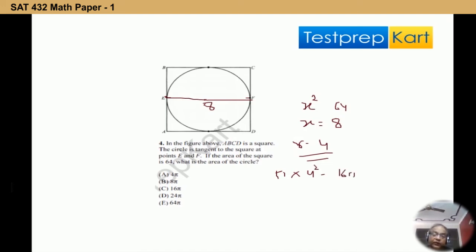So by using the property that the area of the square is side into side, which is x square, they have given it as 64. x is 8. Once x is 8, because this is a tangent at E and F, therefore if you join these 2 points, this will be a diameter, and therefore this 8 is a diameter, radius is 4, and the area of the circle is pi r square, which is pi into 4 square, which is equal to 16 pi, and therefore option C is the correct option.